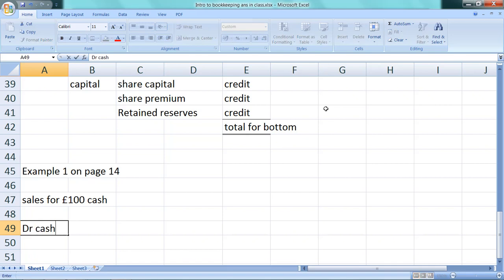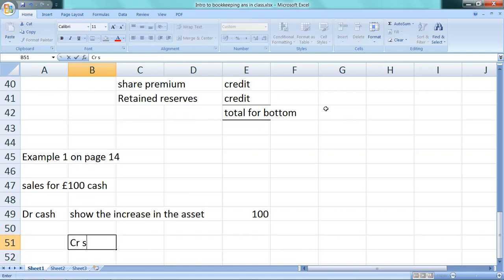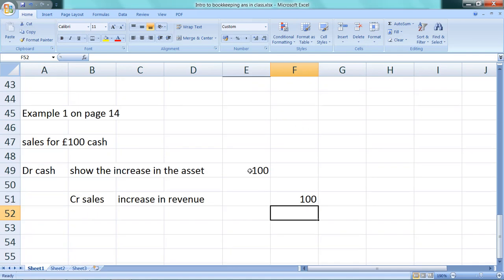So debit cash, £100, and this will show the increase in the asset of £100. We will then credit sales, which shows the increase in revenue of £100. Does that make sense? There's my debit, there's my credit.